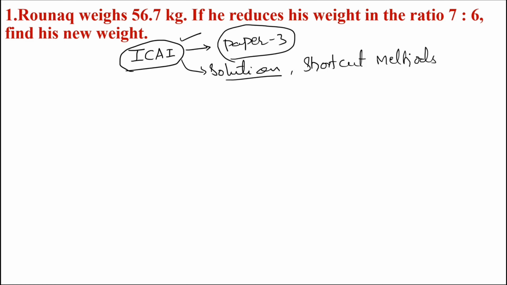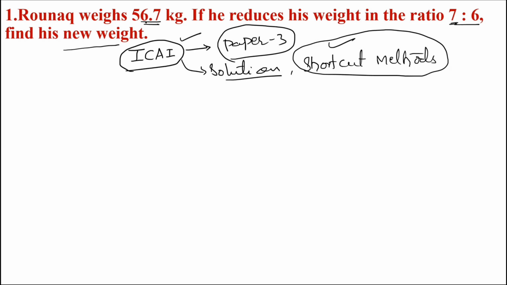Maybe some questions will be similar, but for most questions I will go with the shortcut methods only. See here, Raunak weighs 56.7 kg. If he reduces his weight in the ratio of 7:6, find his new weight. First, his weight is 7 parts, then he reduces to 6. What have they given? Already they have given 56.7 kg as the weight. So 7 parts is equal to 56.7.